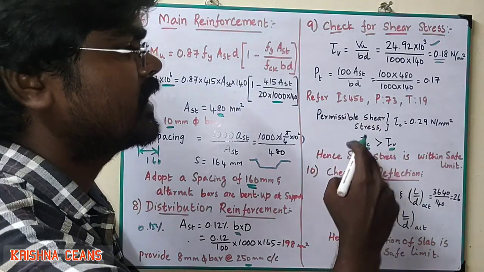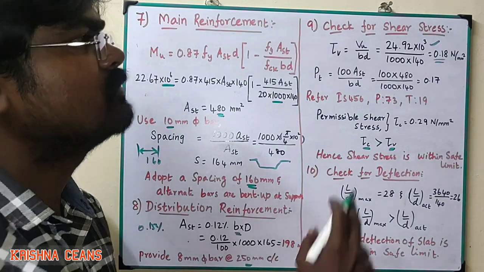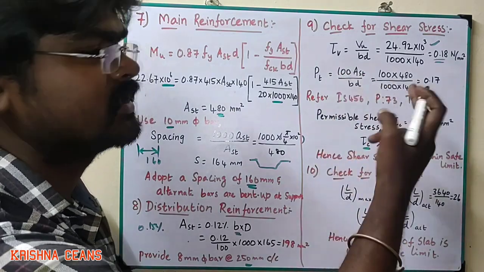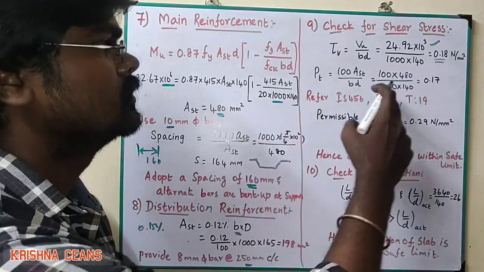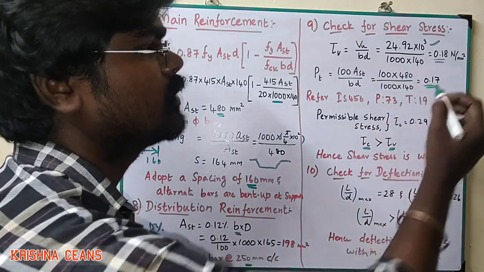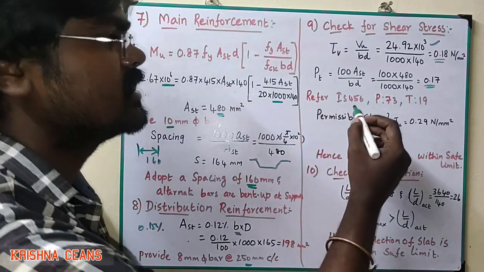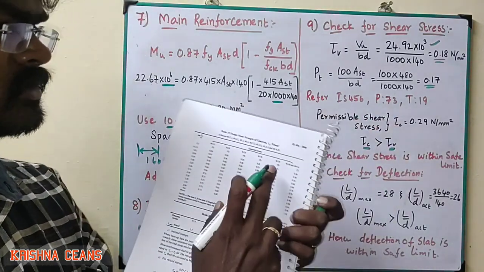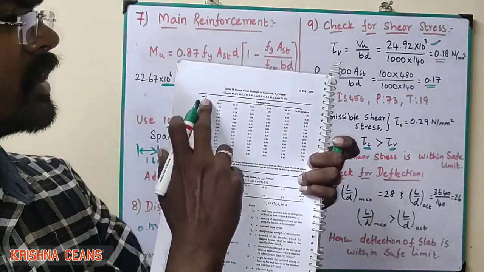So to find the tau C, we need the percentage of tensile reinforcement. The formula is 100 Ast divided by BD. So 100 is percentage, into Ast is 480 mm², divided by 1000 into effective depth 140. So 0.17% of tensile reinforcement. So we have to refer to IS 456 page number 73, table number 19.